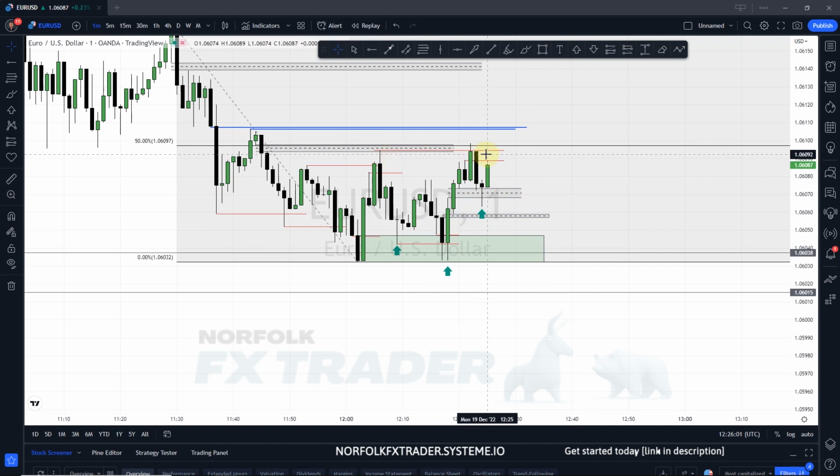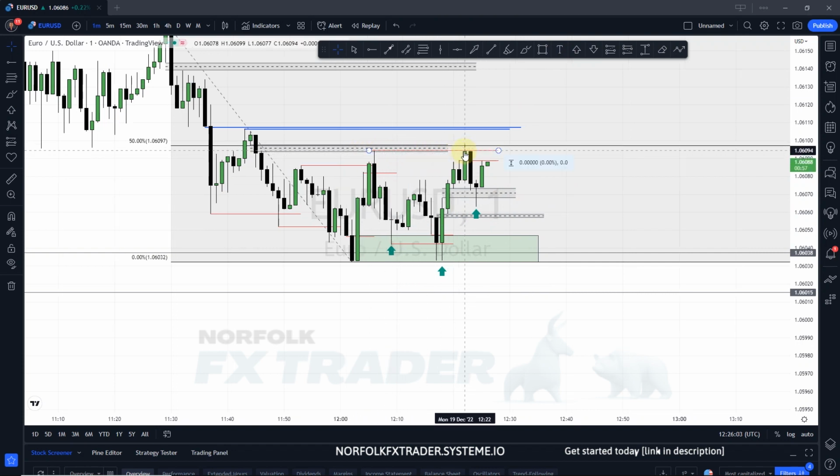So we've gone up to previous structure. We haven't closed it. We have spiked through on a bullish candle. That is a break of structure for me and my students. They understand that term. We filled this imbalance. So for me, that imbalance has been filled. We've got the 50% there.